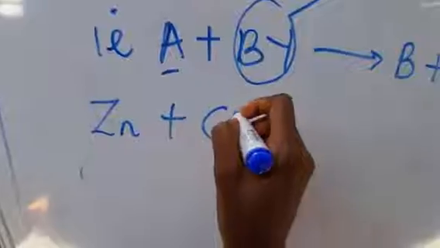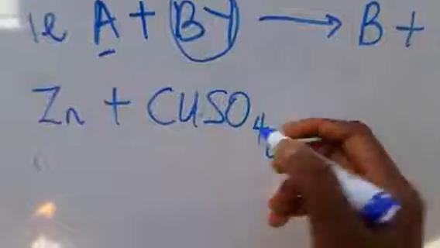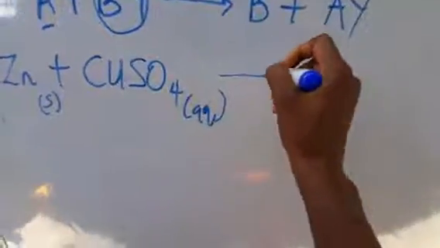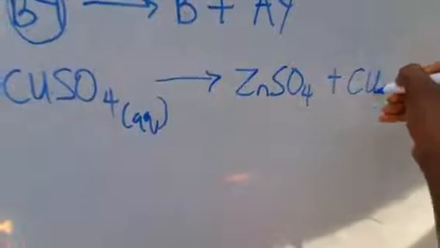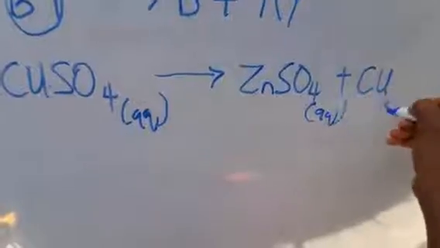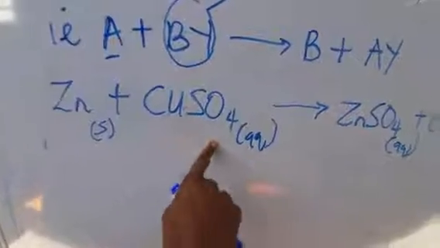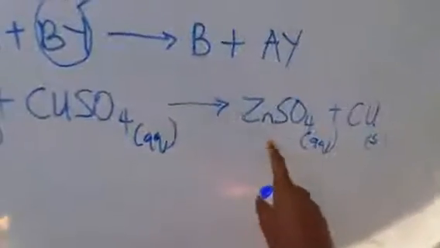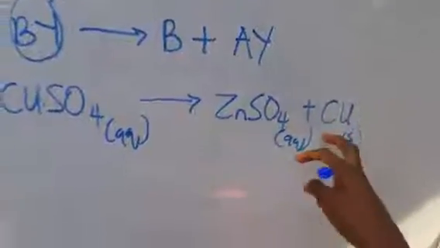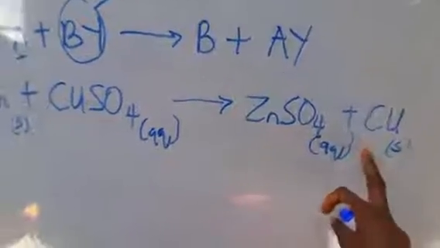Let's look at the displacement of copper by zinc in this reaction. Zinc plus copper sulfate. Zinc displaces copper in copper sulfate. Then we have zinc sulfate and copper. So copper will now be seen as a deposit in the chemical medium.